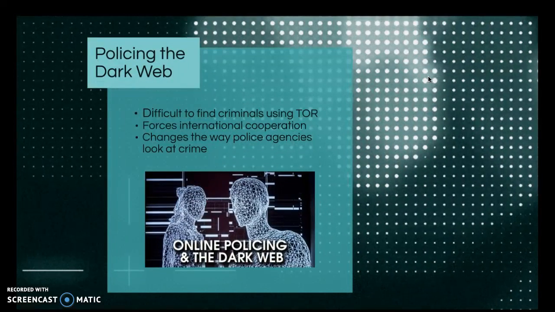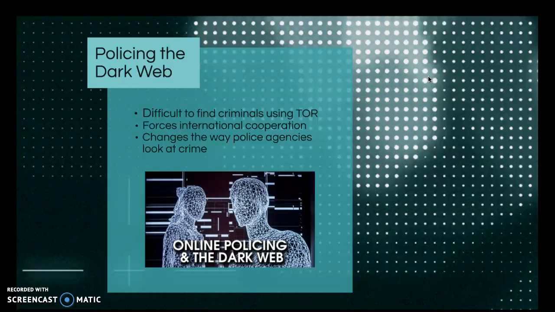So with the invention of the dark web, there is now the problem of how to police the dark web. It's difficult to find criminals using Tor, but it's not impossible. One of the sources that I looked up said that while it's difficult because everyone is anonymous, they're still people and they still make mistakes because they're humans. So it's not impossible to catch these criminals.